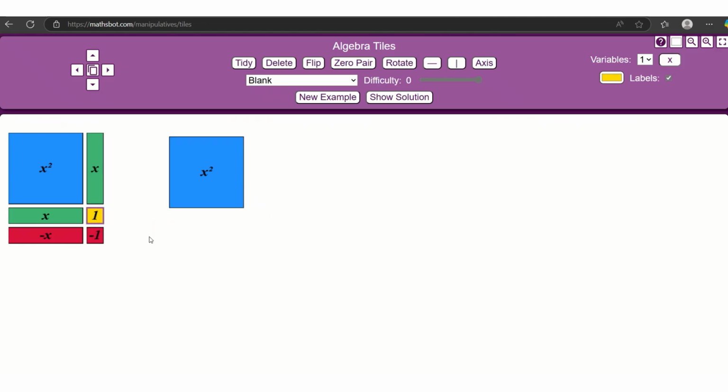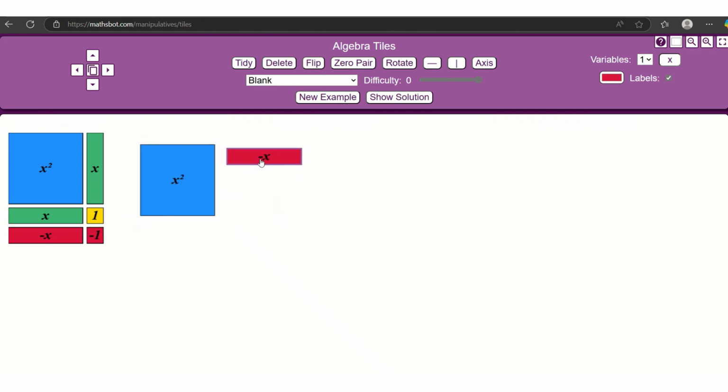In our first problem in the practice set, we have x squared minus 3x minus 4. So I'm going to collect 3 of the negative x's, minus 4. So 1, 2, 3, 4. And this is what it looks like. So this is x squared minus 3x minus 4. That's how you would visually represent that polynomial using the algebra tiles.